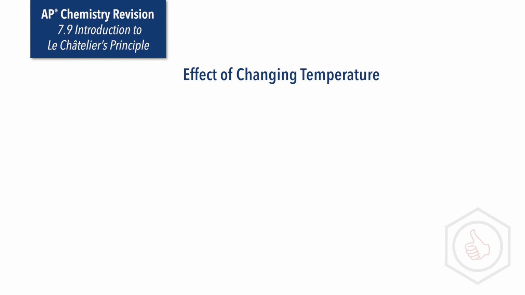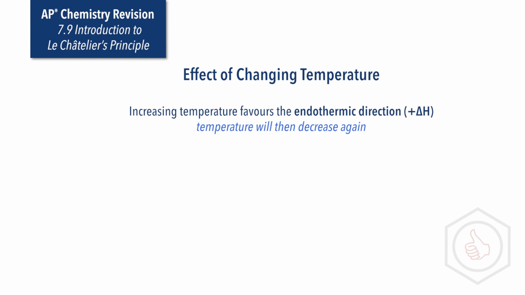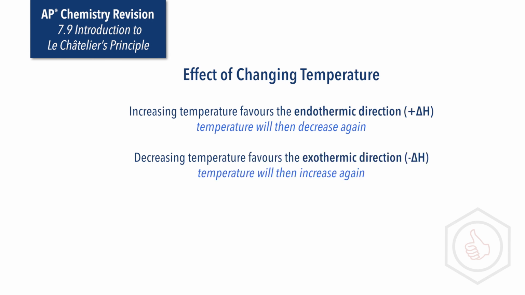Effect of change in temperature. If the temperature of an equilibrium system is increased, the endothermic direction will be favoured, and equilibrium will shift in that direction. Equally, if the temperature of the system is decreased, now the exothermic direction will be favoured and equilibrium will shift in that direction.